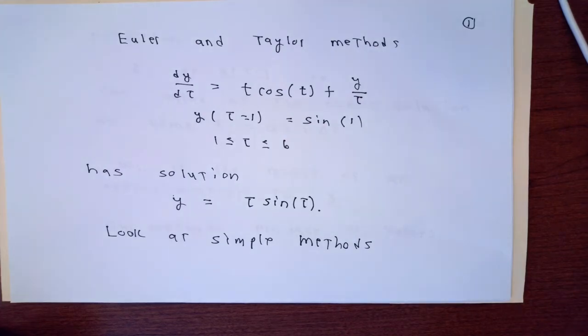This morning I'd like to resume talking about Euler and Taylor methods. You'll recall that we have a sample problem that we've been using. The derivative of y with respect to t is t cosine t plus y over t. Also, we require that when t is equal to 1, y should be equal to sine of 1. And we want to solve this equation on the interval for t being between 1 and 6. As always, we start off with a problem whose exact solution we know, which in this case is y equals t sine t.